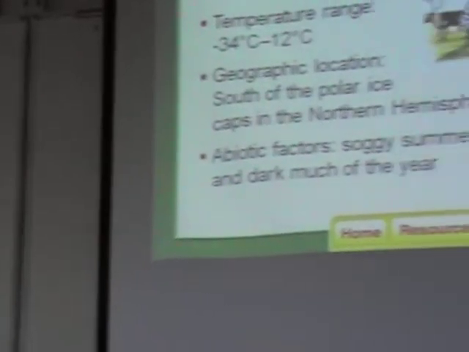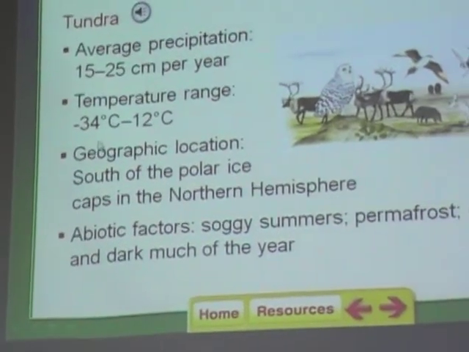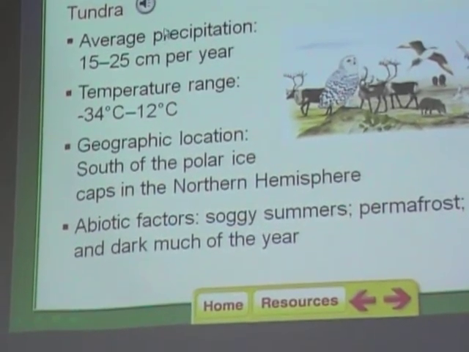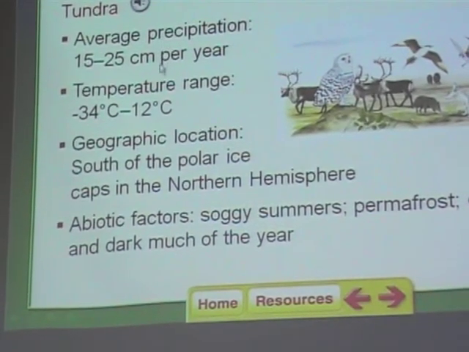Well, the tundra. The tundra is really cold areas that in the summertime get some grasses growing, and in the wintertime it's just snow. It's places where they show polar bears running around. 15 to 25 centimeters of rain per year, that's not much. Temperature is cold, negative 34 to 12 Celsius. Wow. Outside here, 12 Celsius, that's cold. That's like maybe 50 degrees is as hot as it gets.